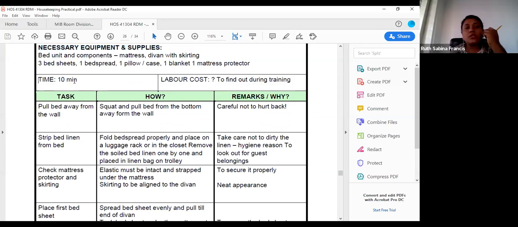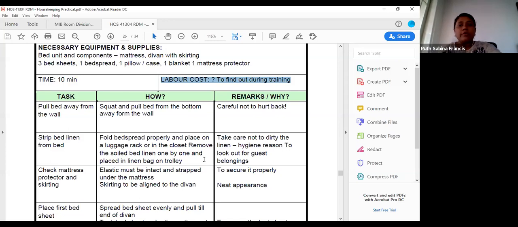And then you see your time is only 10 minutes. And labor cost is to find out during training. This is usually when you conduct your training: how many trainees you're conducting the training for, how many minutes each person is taking, and how much you will charge them. This is a bit of higher level thinking, but you will be able to calculate easily based on the expense and the cost that you incurred with that particular task.